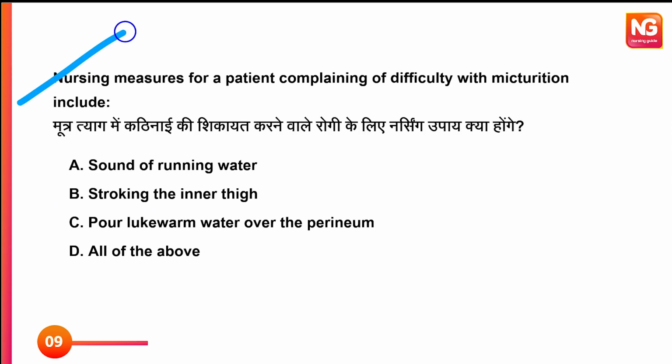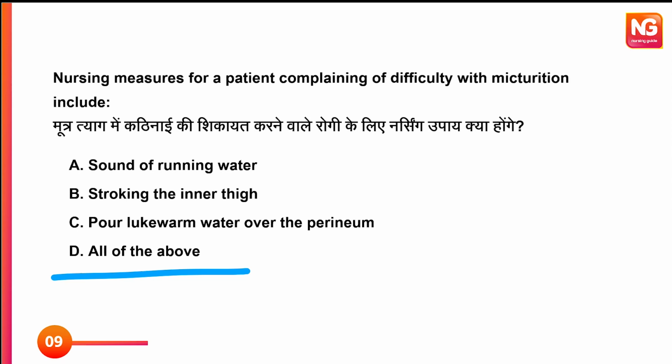Next, nursing measures for a patient complaining of difficulty with micturition include option A sound of running water, option B stroking the inner thigh, option C pouring lukewarm water over the perineum, option D all of the above. The correct answer is option D all of the above. The nursing management for a patient complaining of difficulty with micturition includes sound of running water, stroking the inner thigh, pouring lukewarm water over the perineum.